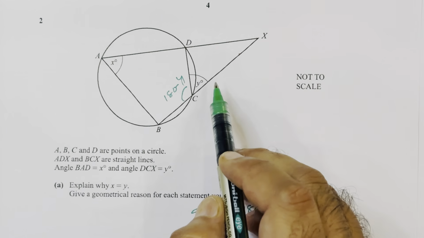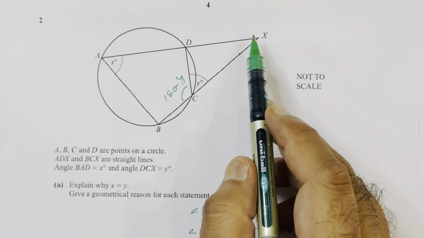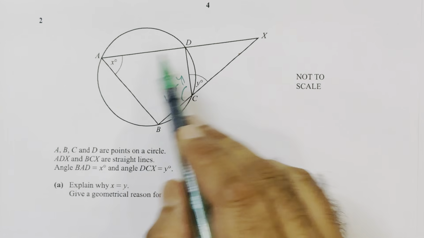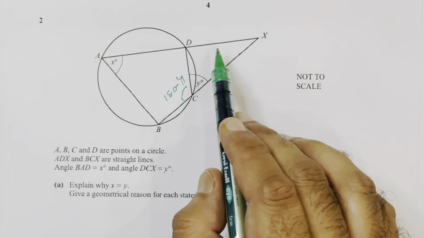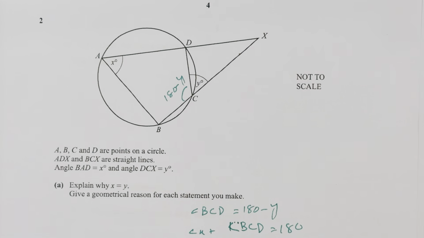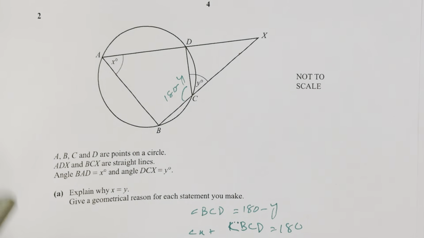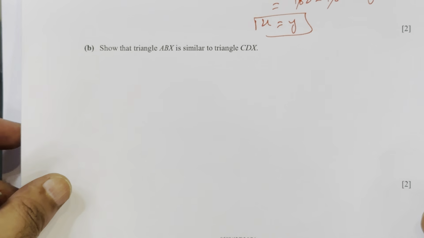We know that angle x and angle y are equal. We also know that angle x is the common angle for AXB and DCX, and if two angles are equal, automatically the third angle would also be equal. So these shapes are similar because all three angles are equal.